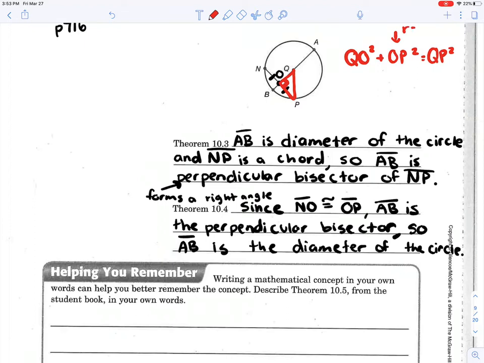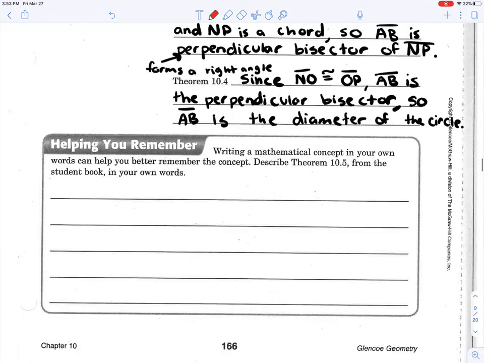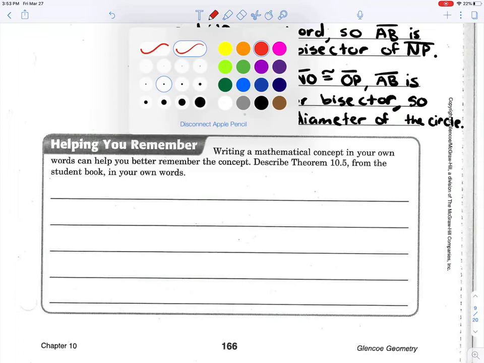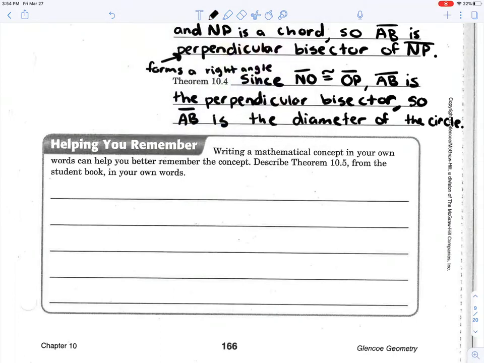I also noticed that by drawing QP, QP is another radius. So if they give me the radius of the circle, I would be able to use this in a problem. That's just an example of one of the types of problems you might see in this practice. So the last part of this lesson is talking about theorem 10.5, which is just on that very next page. So I would probably do the same thing, pause that video, look at theorem 10.5, and then let's come back and write it in our own words.